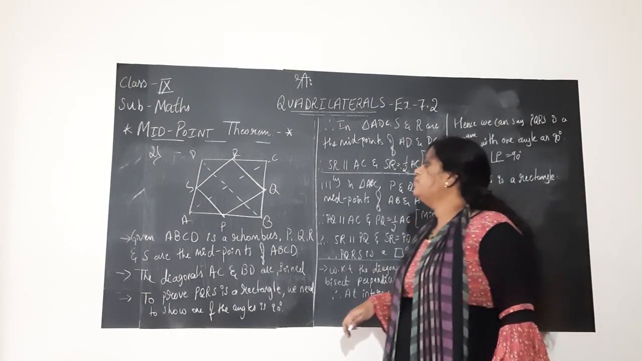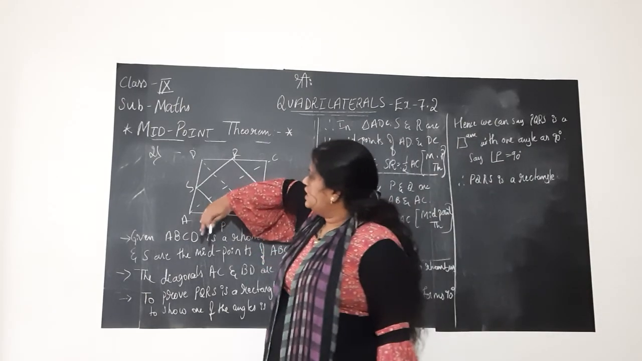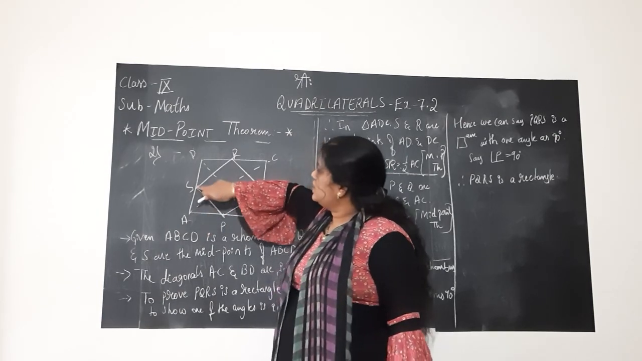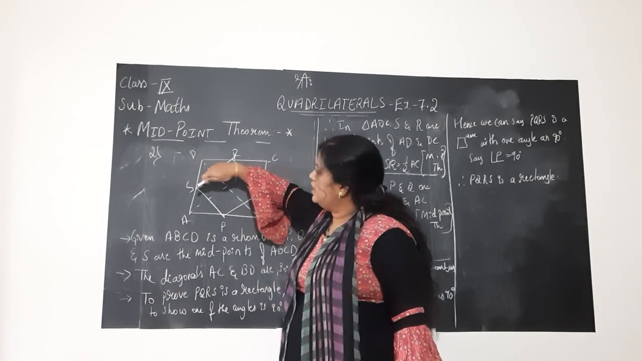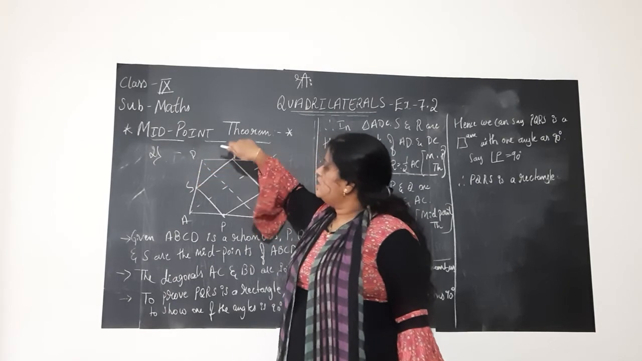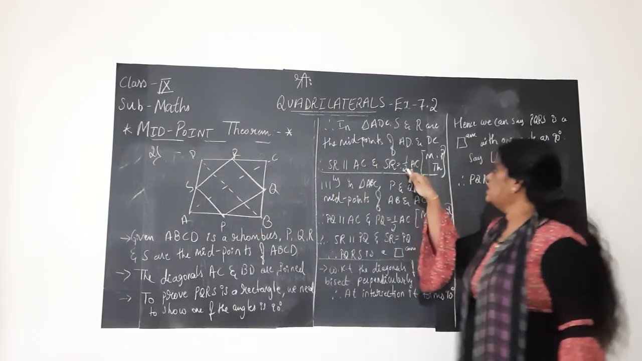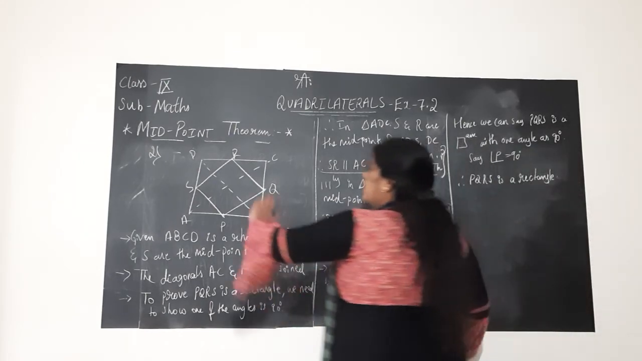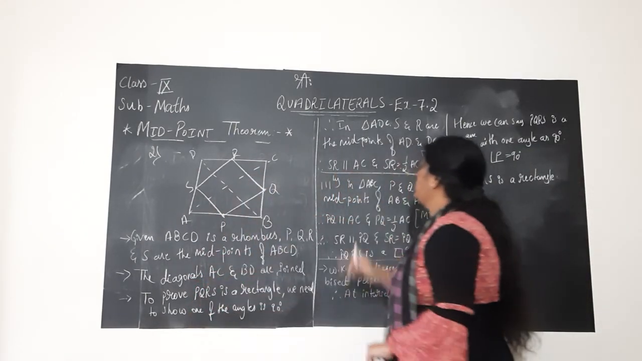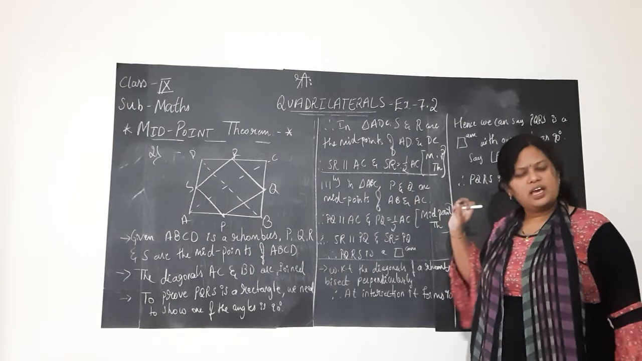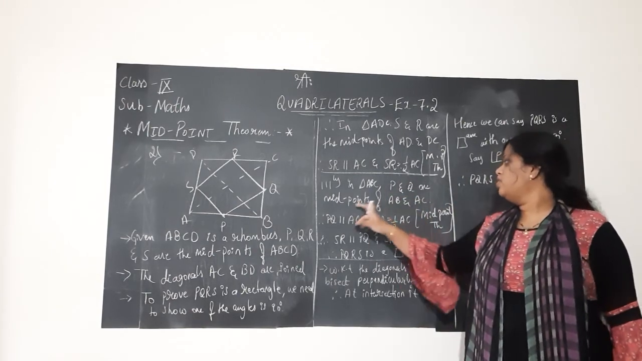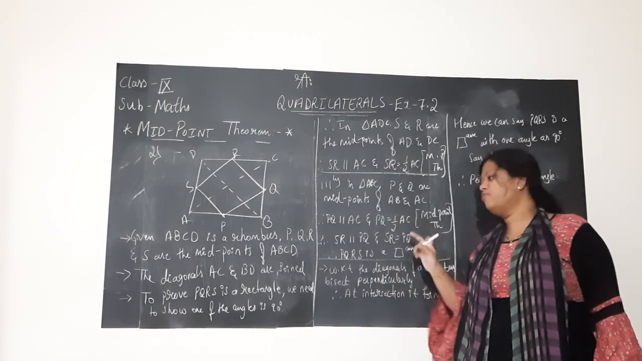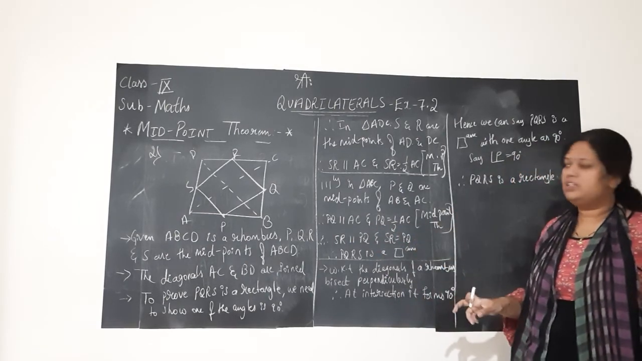So what we will do is, again, as I did in the previous problem, children, first consider triangle ADC. S and R are the midpoints of its sides. By the midpoint theorem, SR is parallel to AC and SR is half of AC. Similarly, next consider the other half, triangle ABC, same as the previous one. P and Q are the midpoints of AB and BC. Then PQ is parallel to AC, and PQ is half of AC. We prove it again by the midpoint theorem.